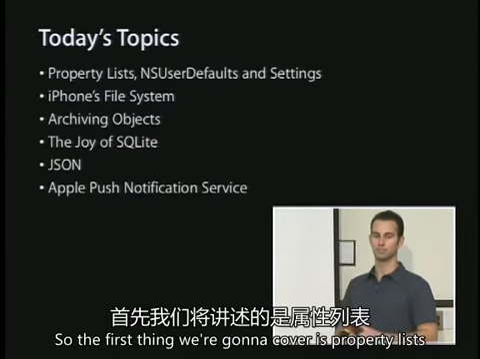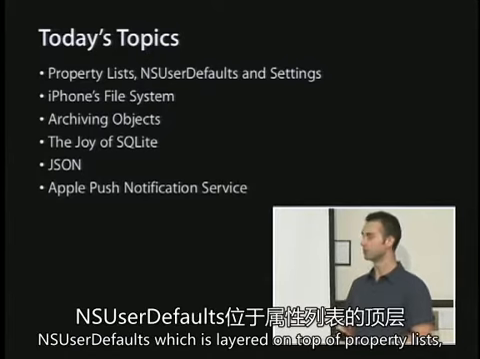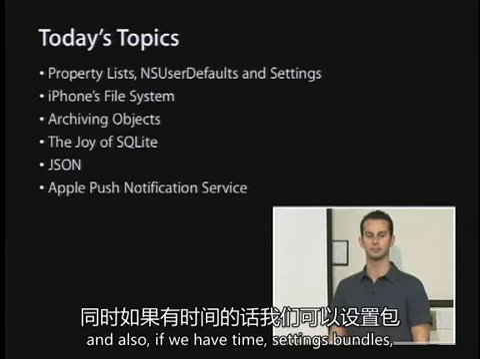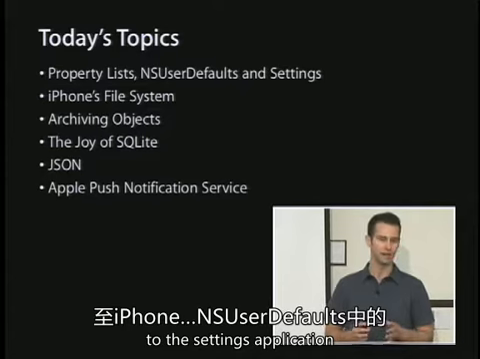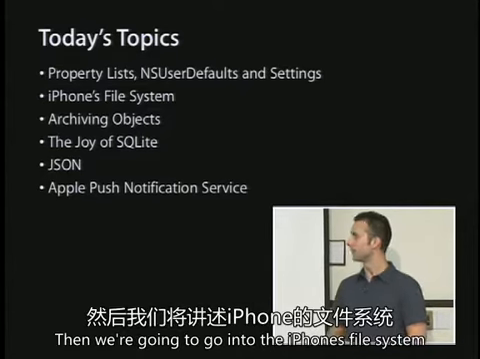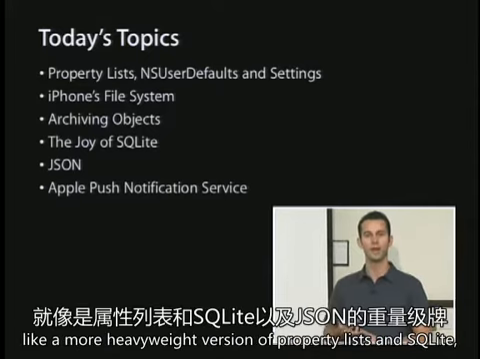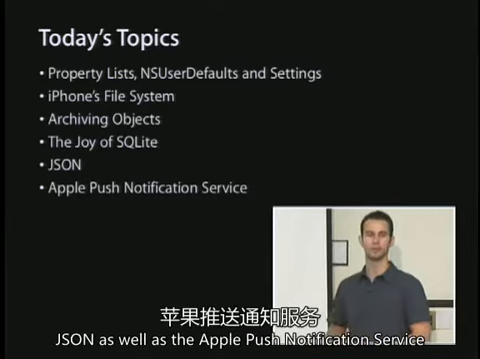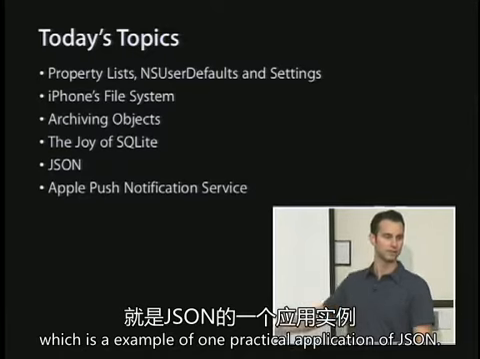So the first thing we're going to cover is property lists, which are kind of a Cocoa staple for storing simple data. NSUserDefaults, which is layered on top of property lists, and also, if we have time, settings bundles, which are little ways to add small bits of UI to the Settings application on the iPhone that you set through NSUserDefaults. Then we're going to go into the iPhone's file system and sandboxing, as well as object archiving, which is like a more heavyweight version of property lists, and SQLite, JSON, as well as the Apple Push Notification Service, which is an example of one practical application of JSON.